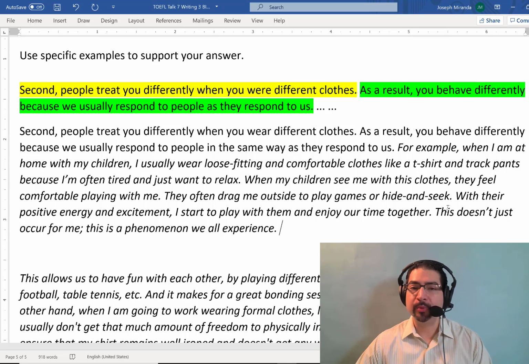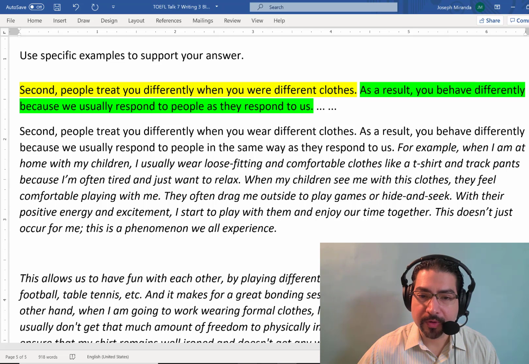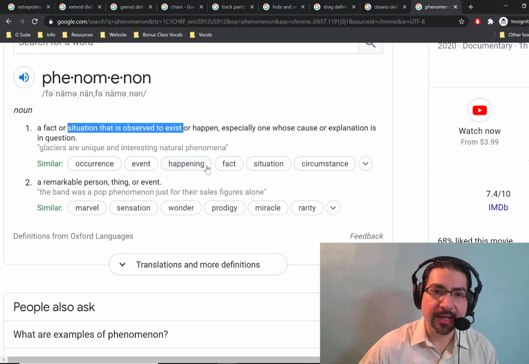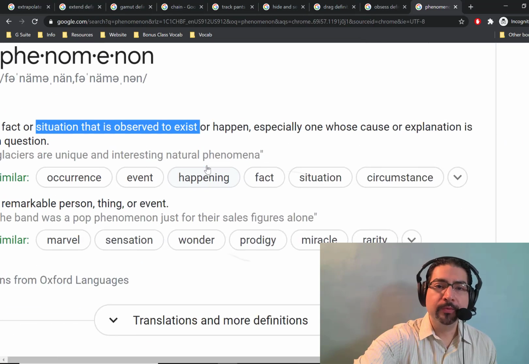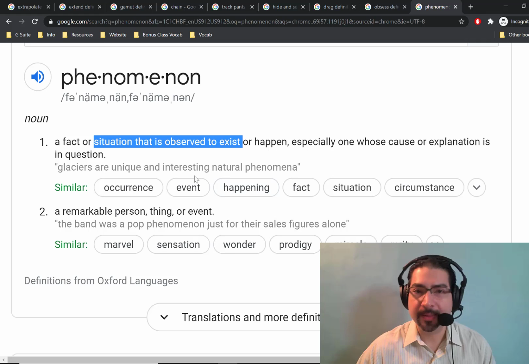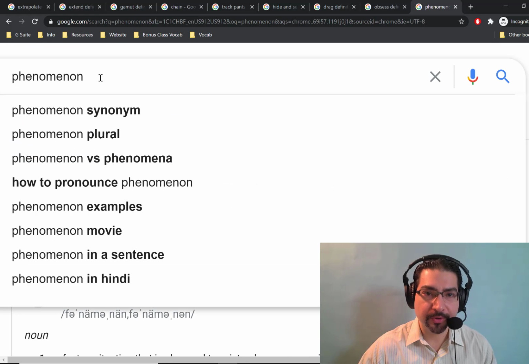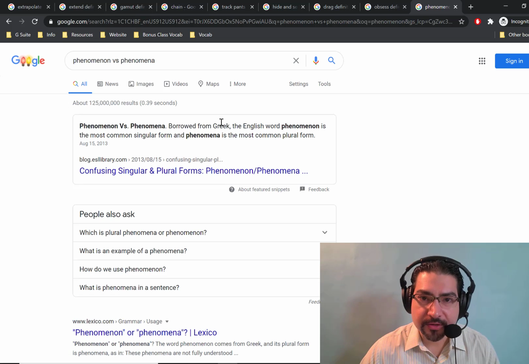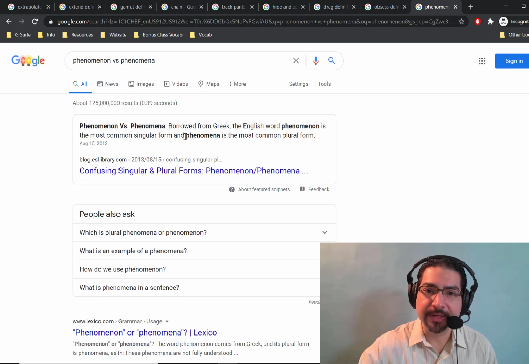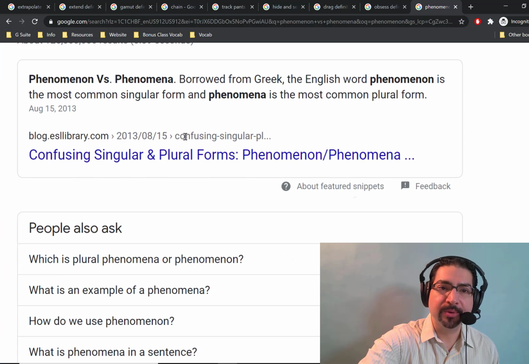And if you remember in previous episodes, when we have phenomenon, phenomena, right? What do we use? Phenomenon or phenomena? So which one's plural, which one's singular? So we have it right here. So Greek usually has this. Phenomenon is the most common singular form, and phenomena is the most common plural form.